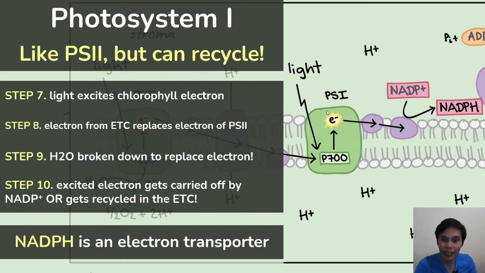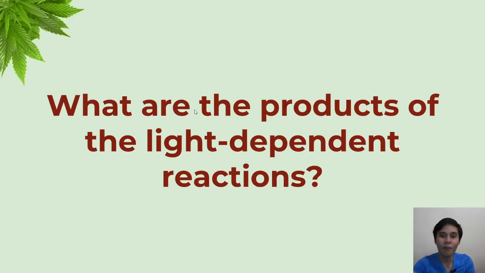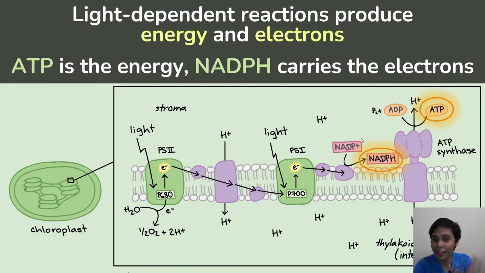The backward way is that this excited electron can actually go back into the electron transport chain. So again, it can go forward and out through the electron transporter, or it can go back to the electron transport chain. Now, what's the purpose of this? It produces two types of products. There's the ATP, which is from the electron transport chain, and the NADPH, which carries electrons. So again, it can produce energy and electrons.